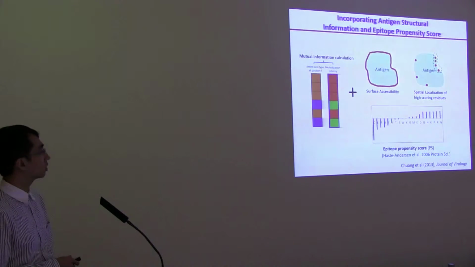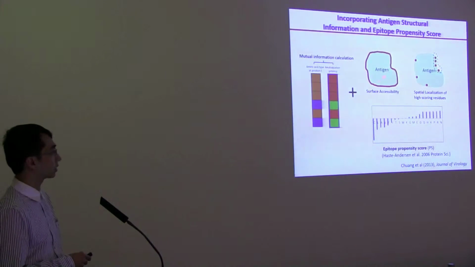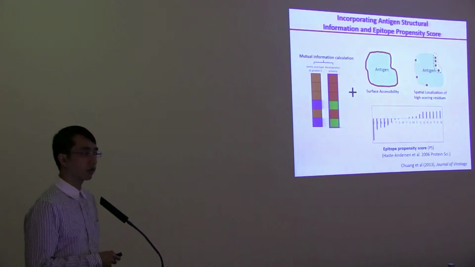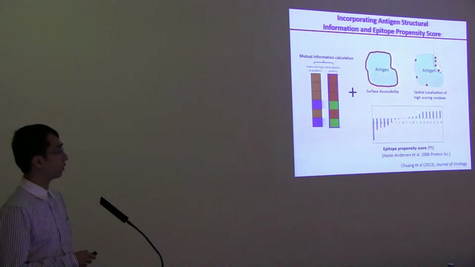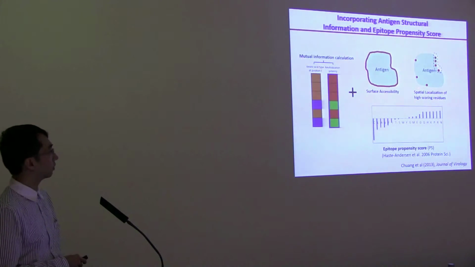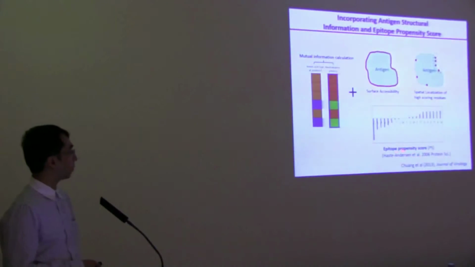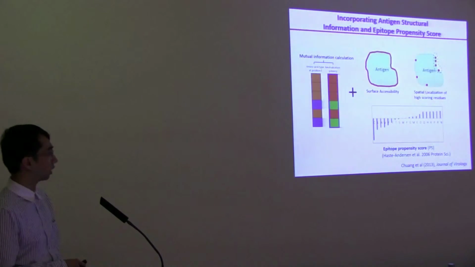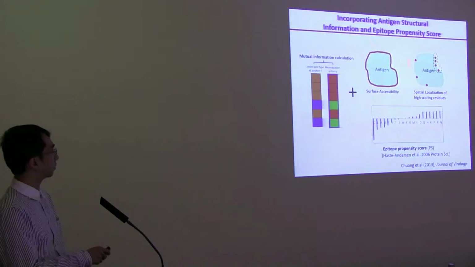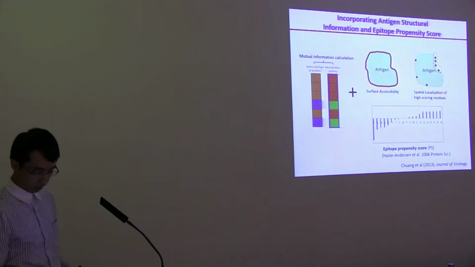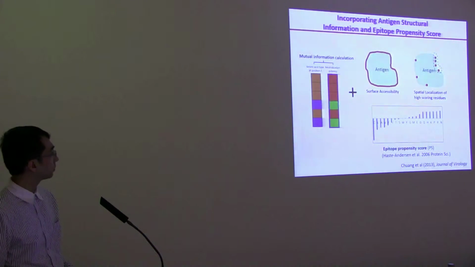So we can first use this antigen structure to remove the non-surface accessible residues, as they are very unlikely to be epitope residues. And second of all, since the epitope residues are usually located proximal to each other, we can give a residue which has more high-scoring neighbor residues a higher score. And this is an effective way to eliminate isolated false positives. And finally, we have added an epitope propensity score, which is the likelihood of an amino acid type being an epitope residue. So these elements compose our final scoring function.